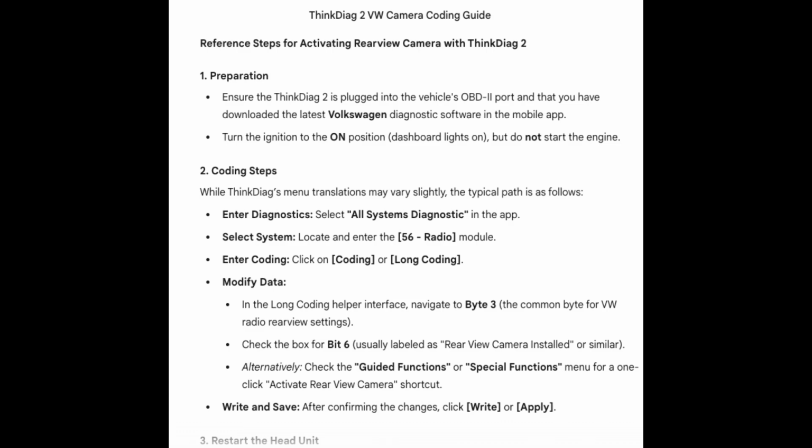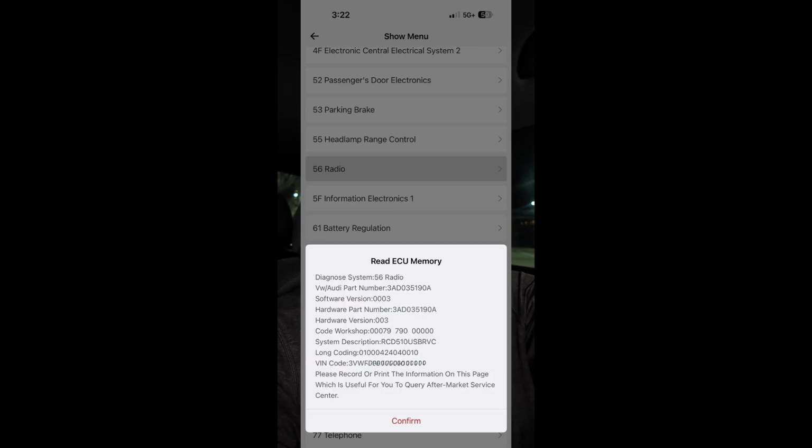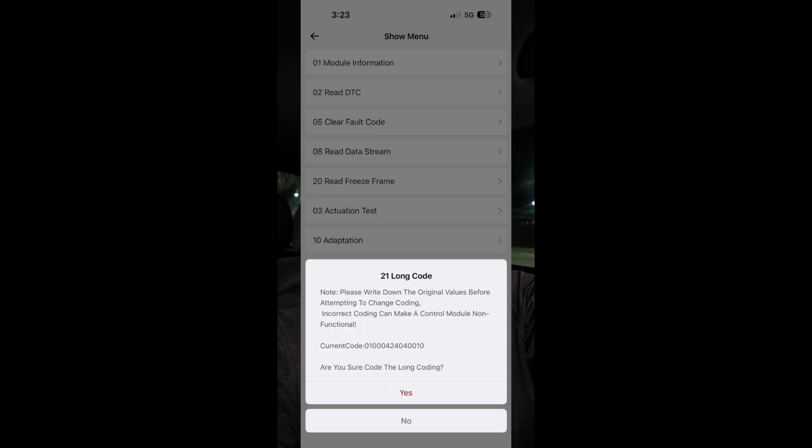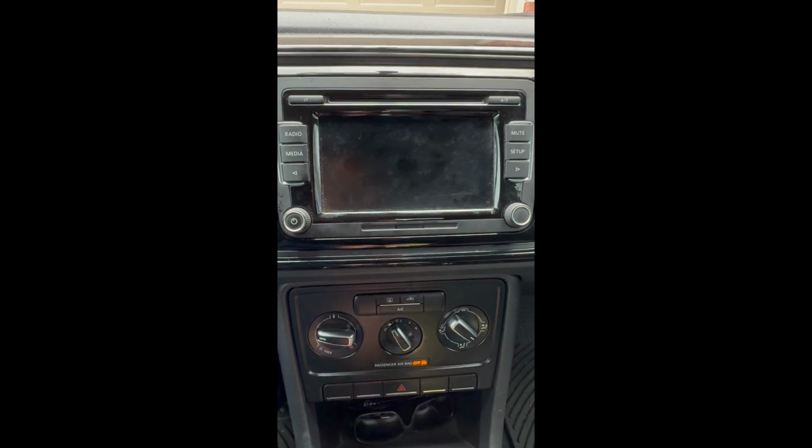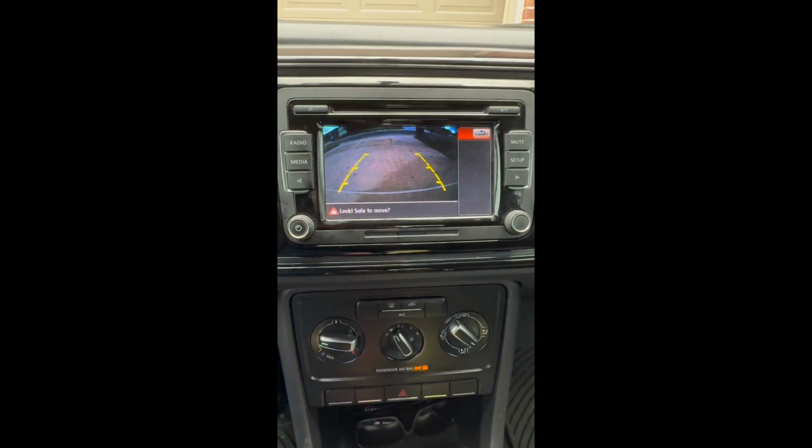How to enable the camera, I had no idea, but AI told me I need an OBD scanner so that I can write a certain bit into the radio module to enable the camera first. The AI told me the exact bit I need to overwrite. After that, the camera is enabled and I can activate the camera by shifting to reverse gear.